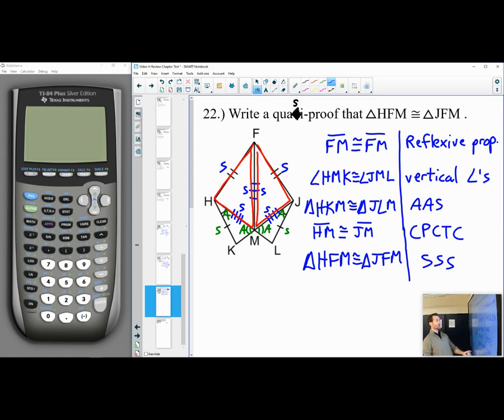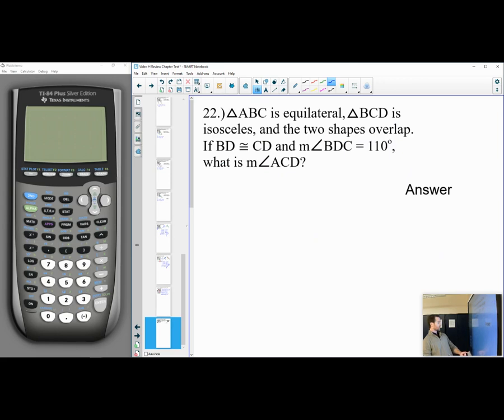Now we move on to number 22. All right, triangle ABC is equilateral, triangle BCD is isosceles, and the 2 shapes overlap. If, forgot my segment symbol, if segment BD is congruent to segment CD, and the measure of angle BDC is 110, what is the measure of angle ACD?